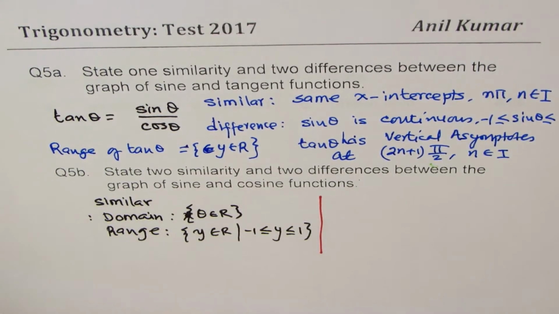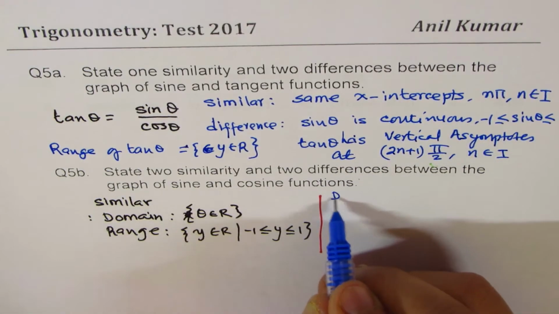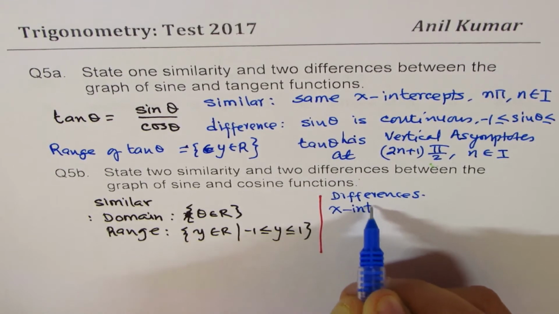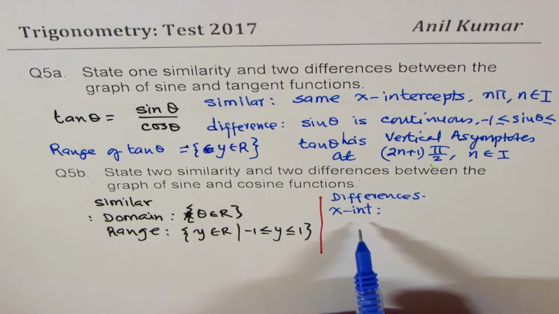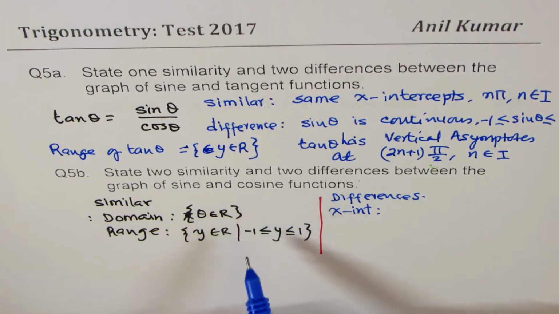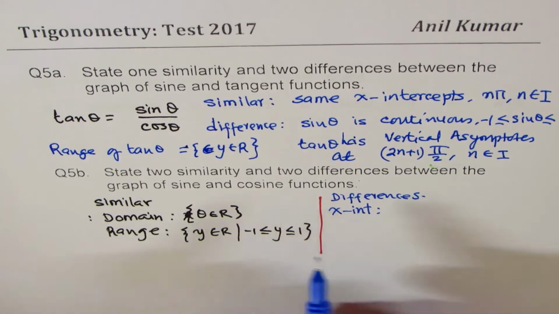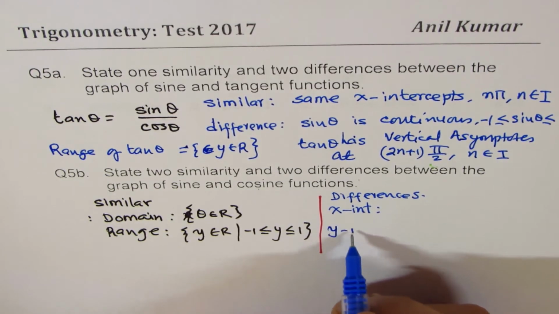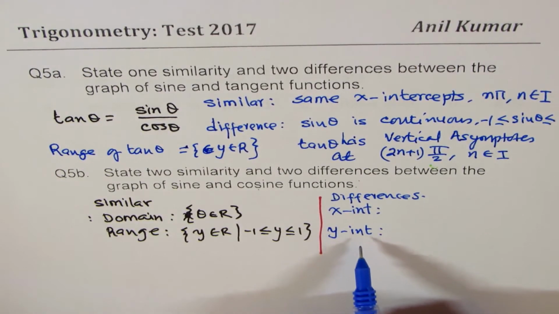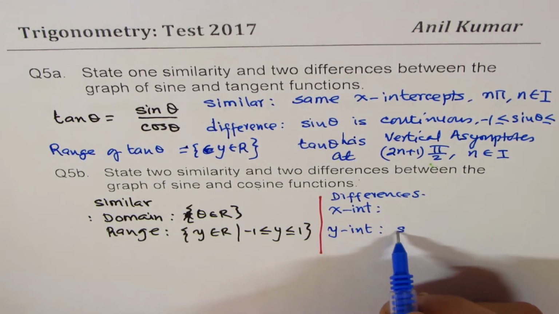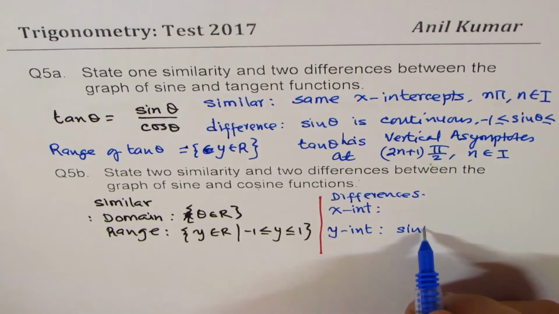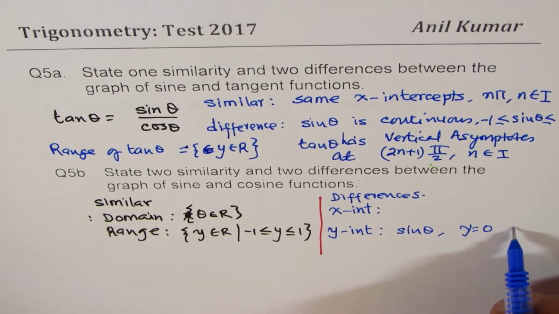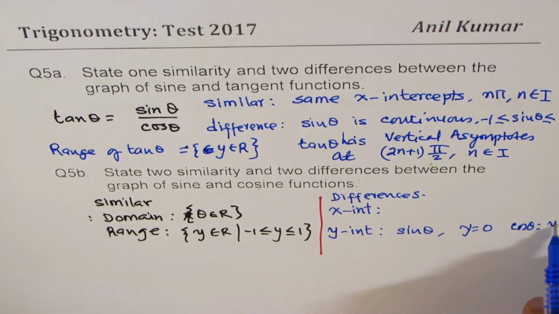As far as the differences are concerned, you could write many, and a major one will be about their x-intercepts, correct? They have different x-intercepts for the sine and cosine functions, at different values. You can say the y-intercept is also different, right? So x-intercept and y-intercept are different. For the y-intercept, for sine theta it is y equals 0, and for cos theta it is y equals 1.